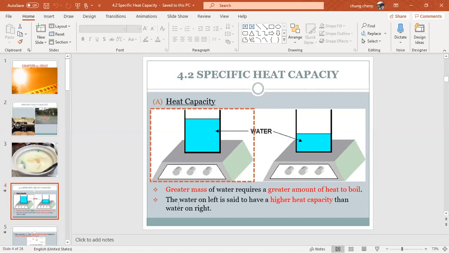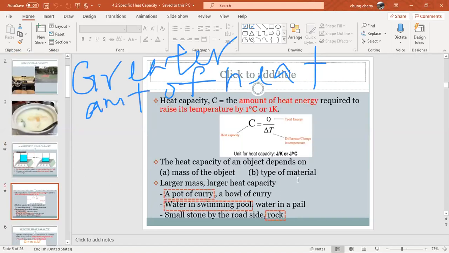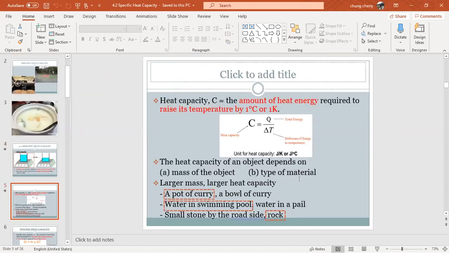So we will say that the water on the left hand side will have a higher heat capacity than the right. Why is it so? Because greater mass needs a greater amount of heat to increase the temperature so that it can reach the boiling point. So this is what heat capacity does.